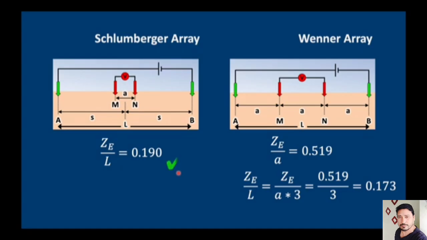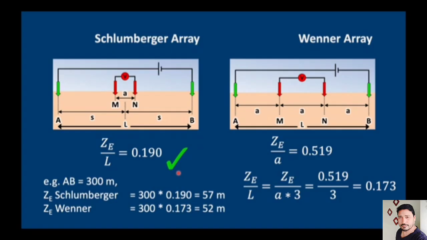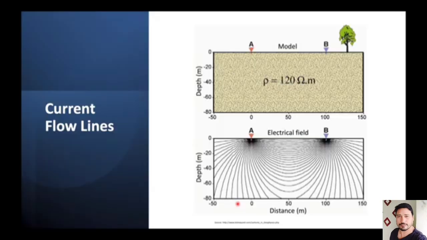of the Schlumberger array. Just to give you a practical example, if we have an AB spacing of 300 meters, then in the Schlumberger array we can expect an effective depth of about 57 meters, while for the Wenner array it is 52 meters. So not a big difference, but the Schlumberger array is slightly better at going deeper.